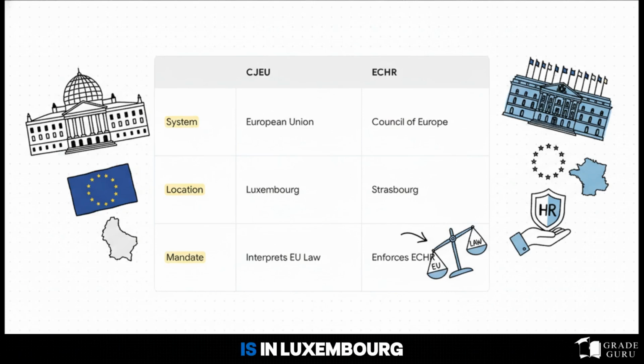The CJEU is in Luxembourg, it's the EU's court, and it deals with EU law. The ECHR is in Strasbourg. It belongs to the Council of Europe, and it deals with the European Convention on Human Rights. Make sure you know the system, the location, and the mandate for each one.